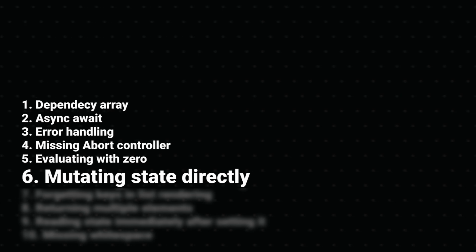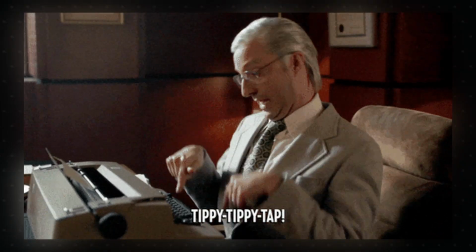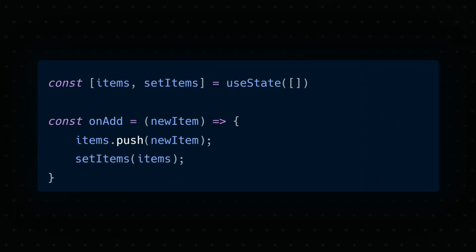State in React needs to be immutable, but beginners often write something like this. First create state, then push a new item to the items array and pass these items to setState. This won't work. React won't detect any changes.